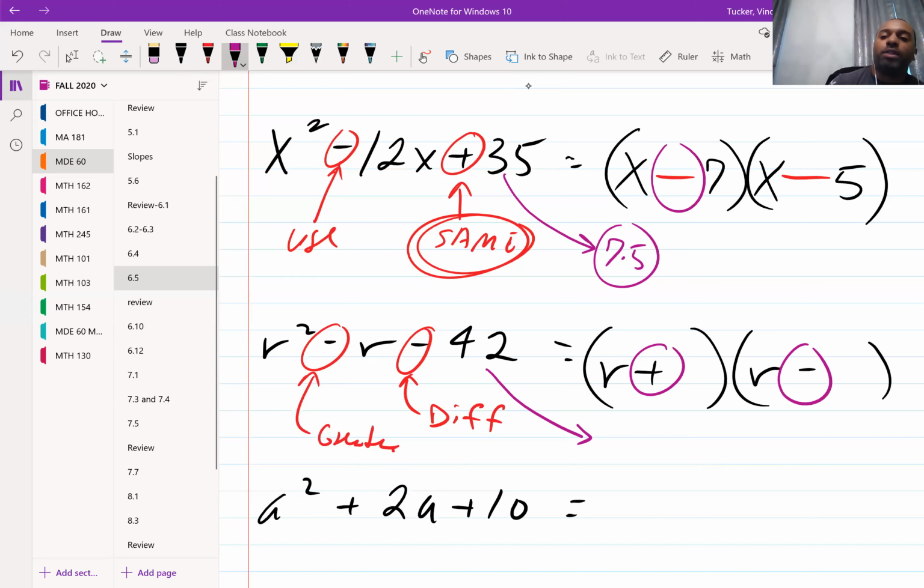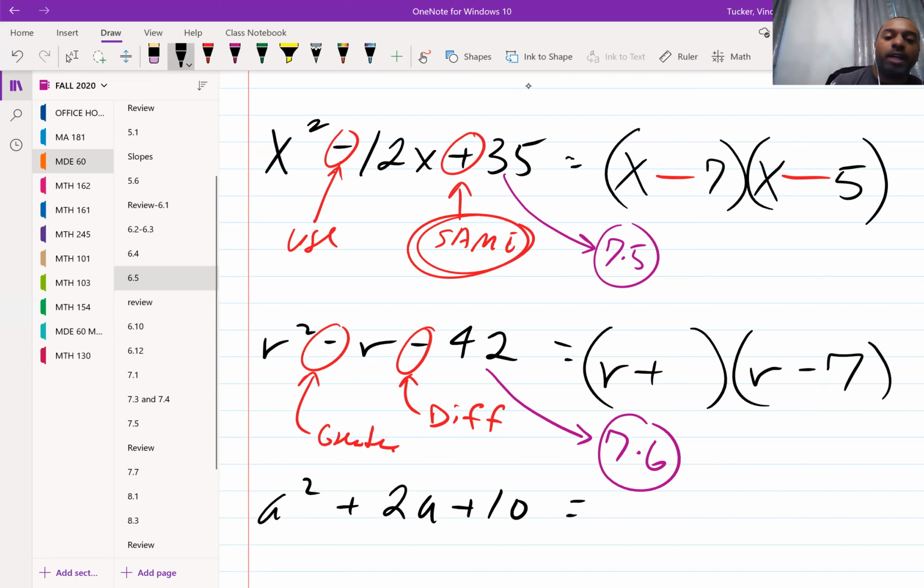Remember, before our signs were the same, so they were going to add together to give us the middle number. This time our signs are different, so they're going to subtract from each other to give us -1. And so it's going to be 7 times 6. And so that means my 7 would take on the negative sign because that's the greater number. And then the 6 would be positive. The 7 is the greater number because it's the higher number. Okay.